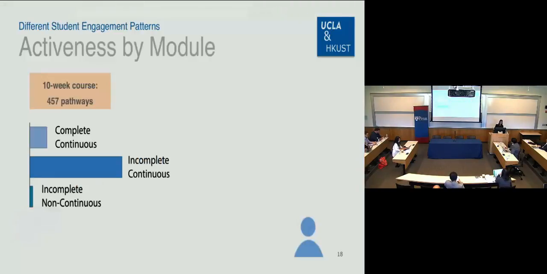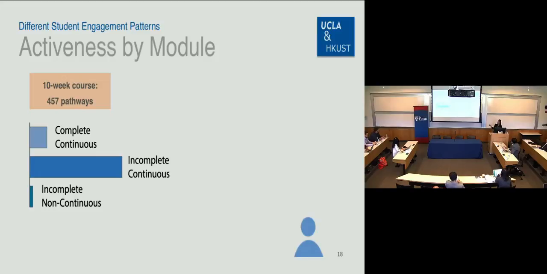So the patterns. In the 10-week course, we actually had 457 different pathways. And the way that you would define that is just the usual activeness kind of definition, if they were doing something. But I based that on the 4 components. So it wasn't just logging in. You had to submit a graded problem, submit a lab, watch a video, or participate in the forum. Those were the activities that accounted for activeness.